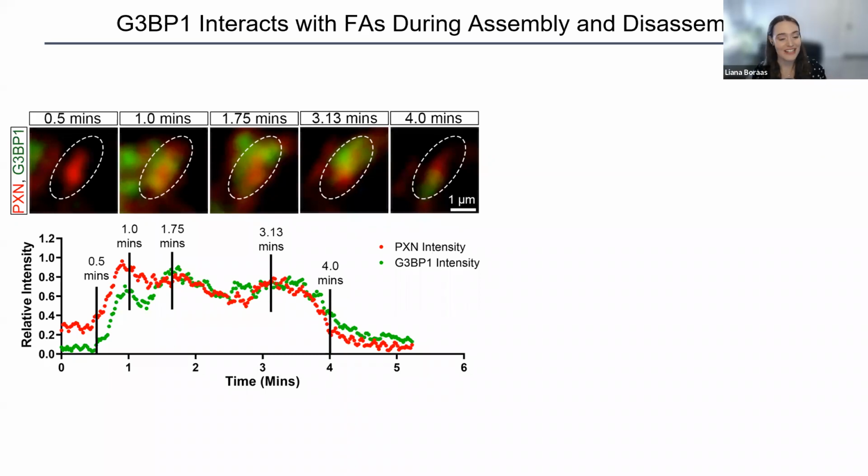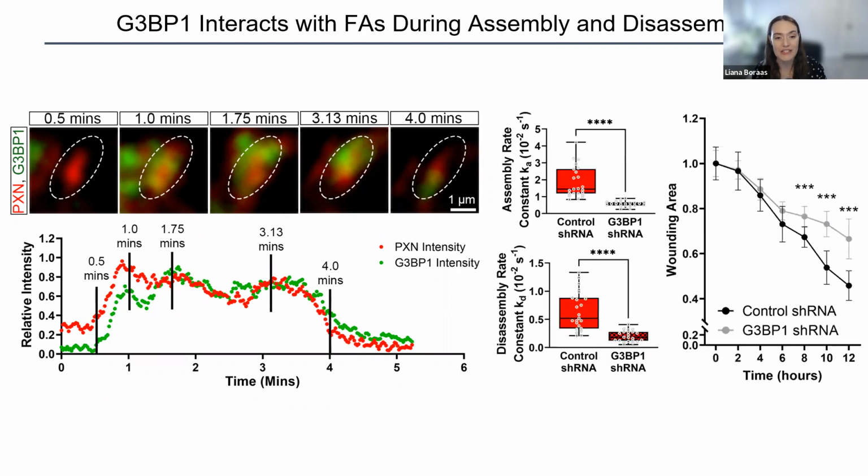Naturally, having seen this interaction, we wanted to see what happens to focal adhesion assembly and disassembly if we knock down G3BP1. We saw a dramatic decrease in both the assembly and disassembly rate for the G3BP1 knockdown, which ultimately resulted in an inhibition of cell migration when we performed a wound healing assay compared to the control shRNAs.